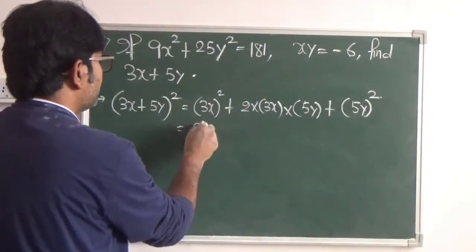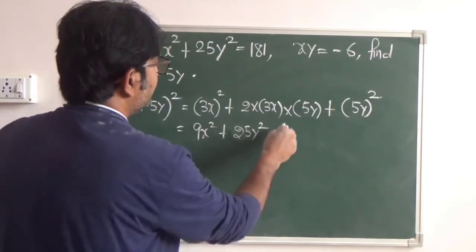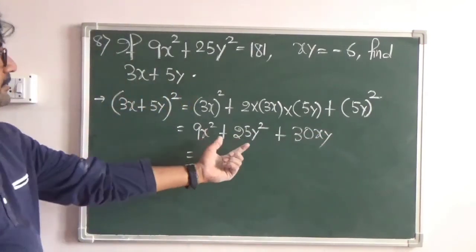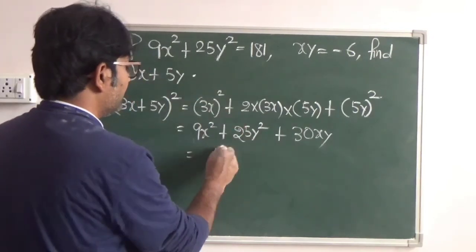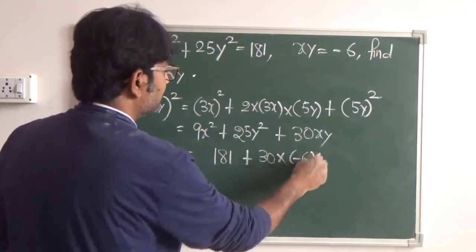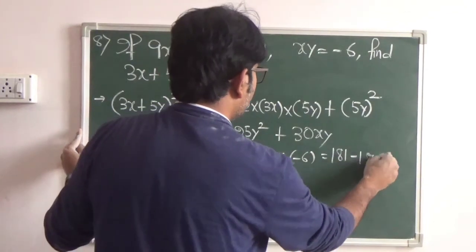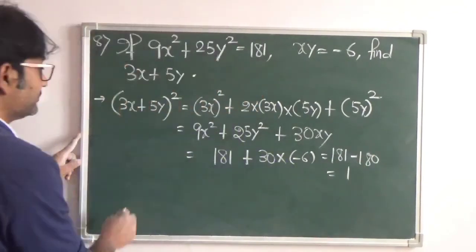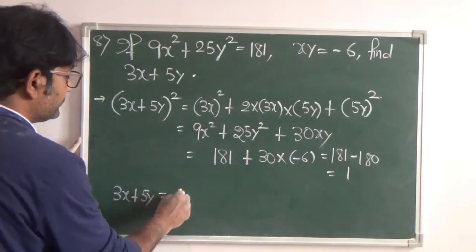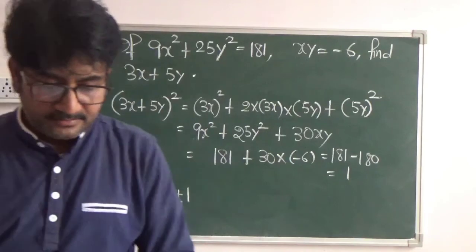So it is coming to 9x square plus 25y square plus 30xy. Now 9x square plus 25y square is already given here, that is 181, plus 30 into xy, which is minus 6. So you have got 181 minus 180 and the result is 1. So 3x plus 5y is equal to plus or minus 1. Okay. So please have a look.